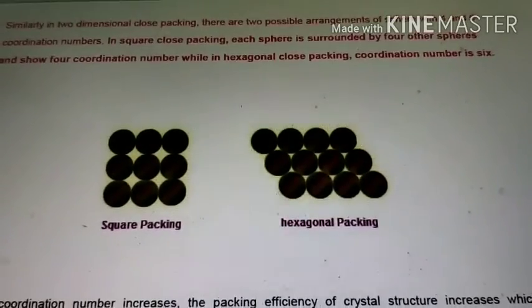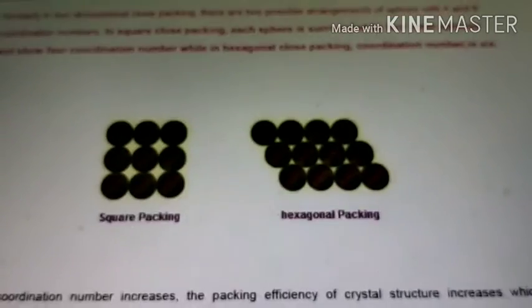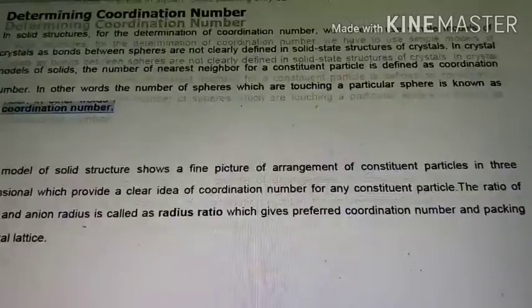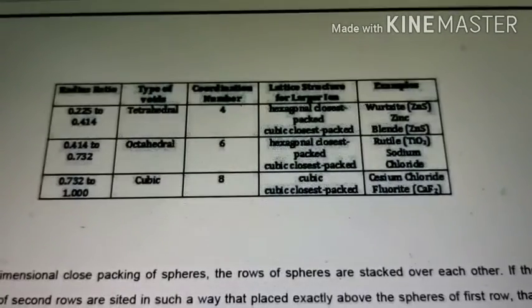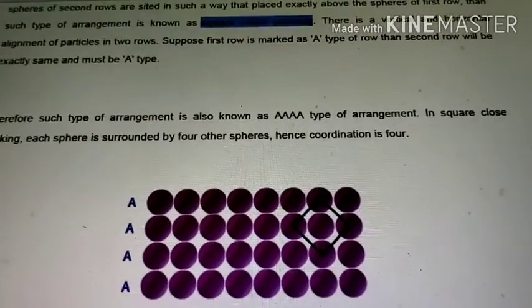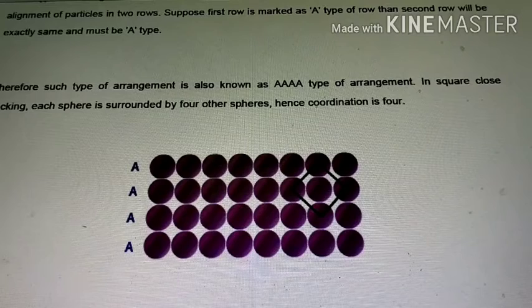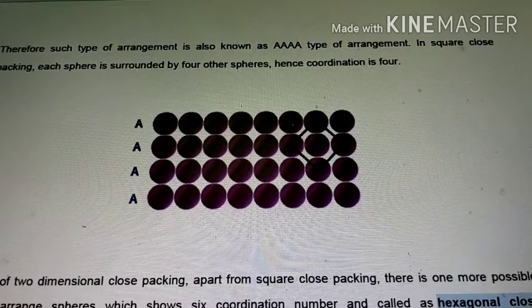Then the atoms are arranged in square packing form or hexagonal packing form like this. Depending upon the number of atoms surrounding a particular corner atom, it is called the coordination number. In the case of a simple cubic structure, around a particular atom there are 4 atoms surrounding it. So the coordination number is 4.